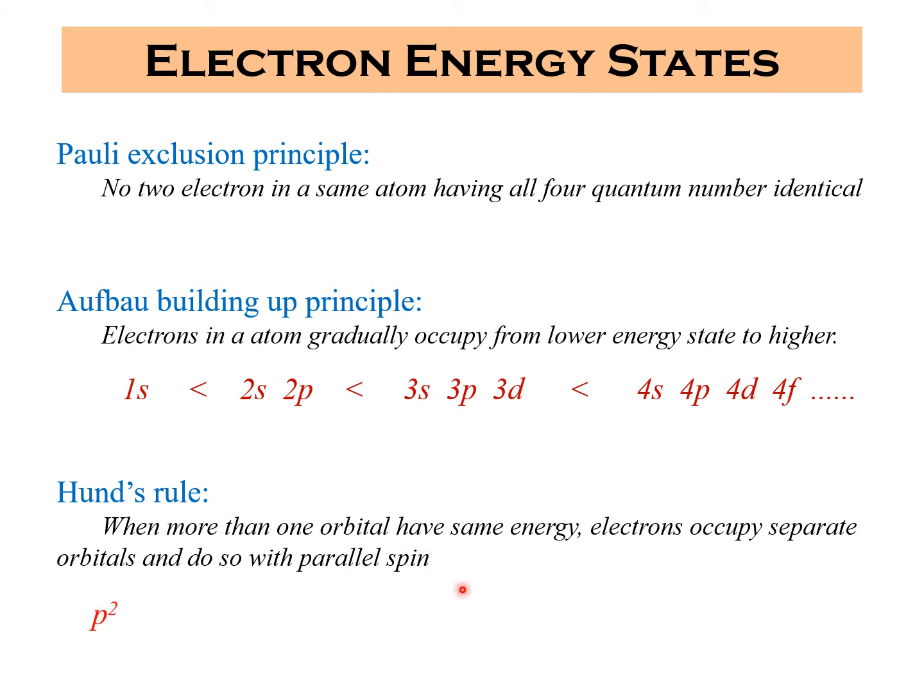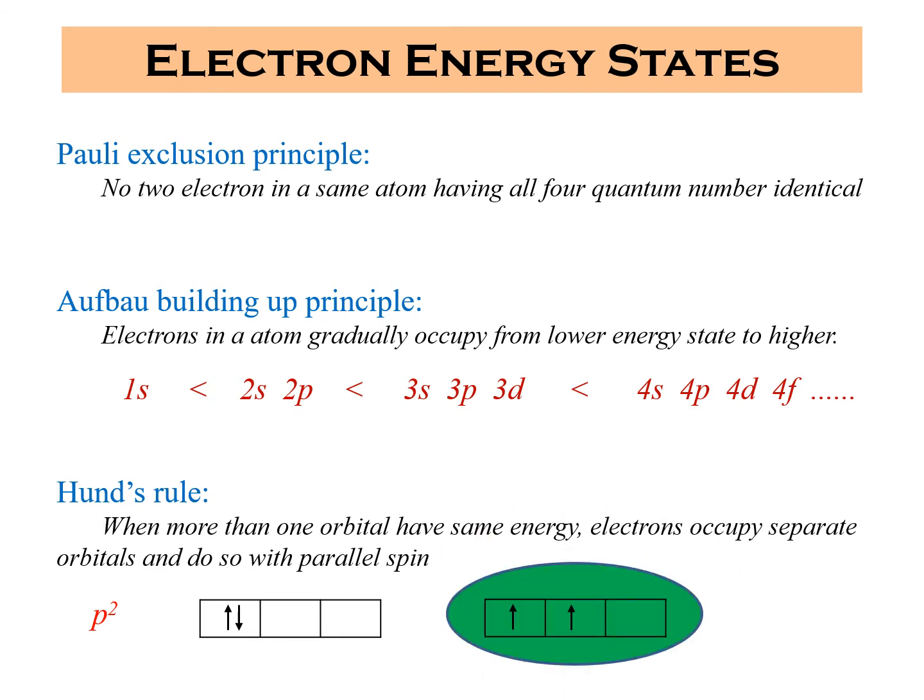For example, a p2 electronic configuration has two choices. Either the electrons can be paired within a single ml or magnetic quantum number, or they can be parallel. So Hund's rule says this parallel arrangement will be the ground state.